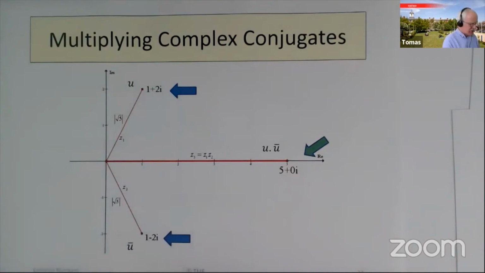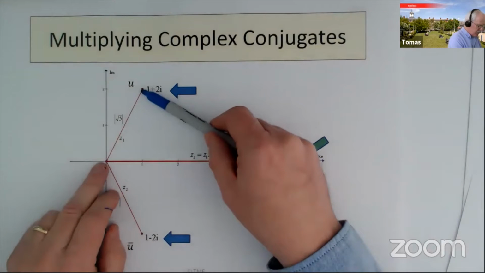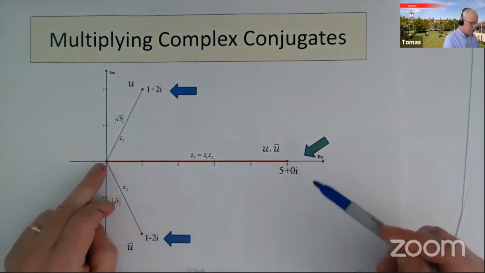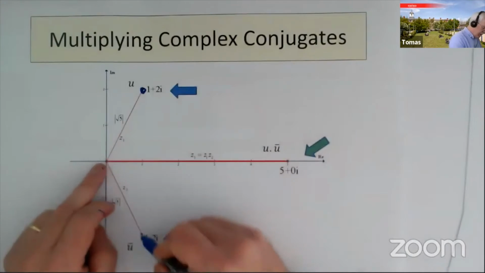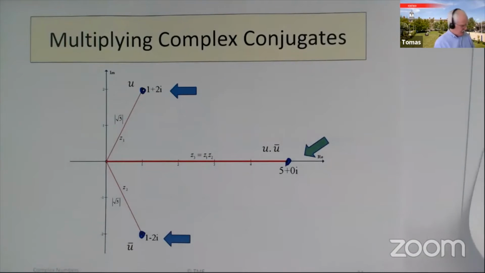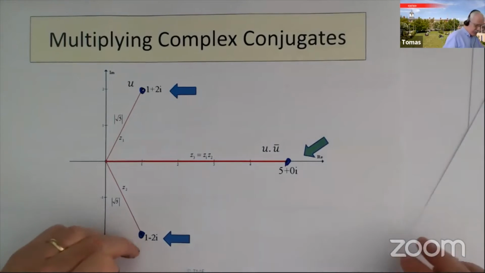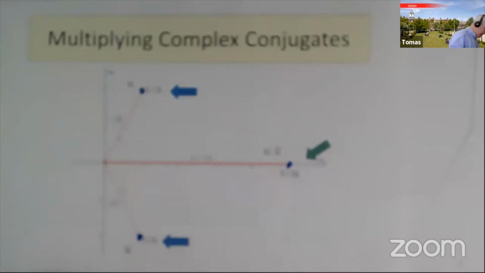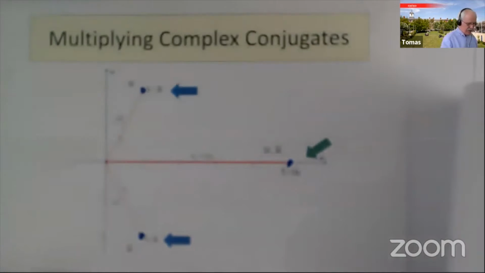Multiplying complex conjugates, also pretty interesting. Here we've got 1 plus 2i, 1 minus 2i, and we end up at here. So this number by this number gives us this. Wow, how did that come about? Well, let's see if we can do that and see if the maths are right for that and see how we do that. 1 plus 2i by 1 minus 2i.